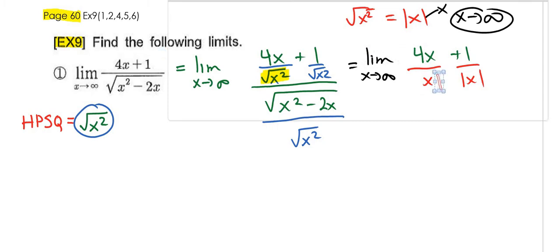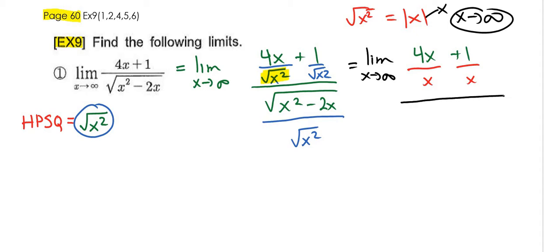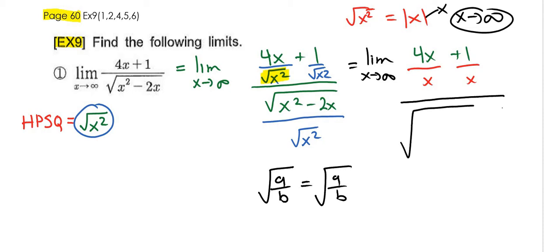Just one second here, I just have to change colors. Erase that, erase that, erase that. So the numerator just simplifies to 4x over x plus 1 over x. Now for the denominator, you have to recall this idea from Math 9 here. So if I simplify the denominator, it's going to look like this.